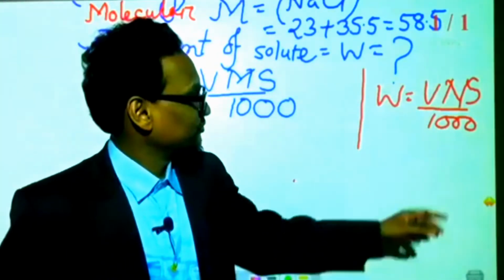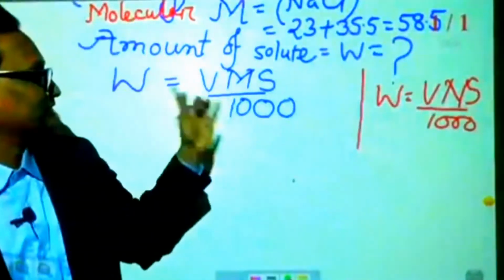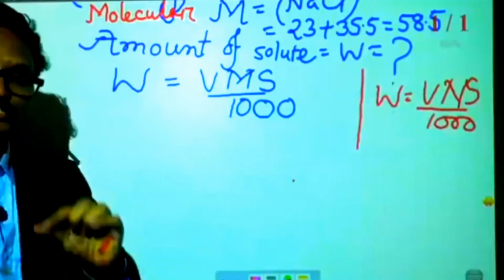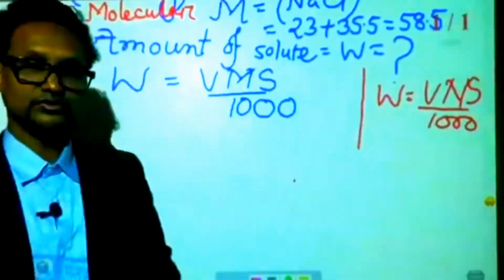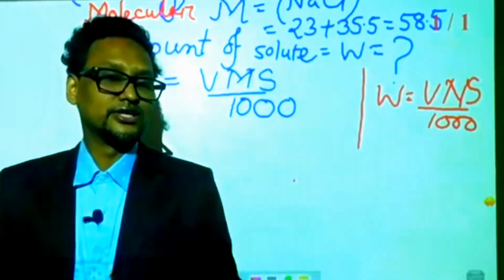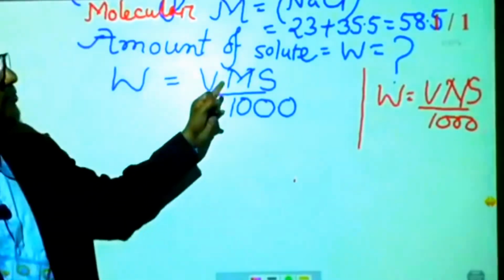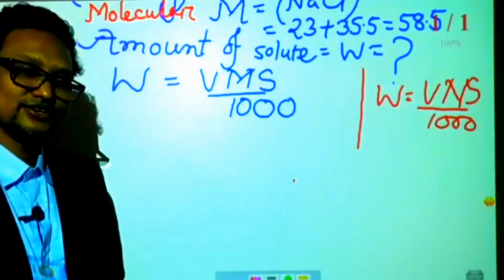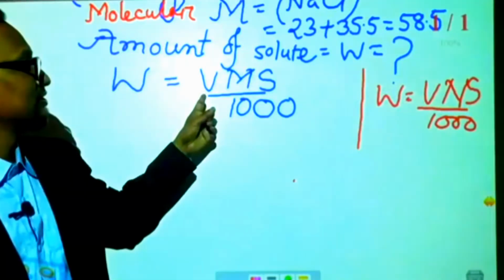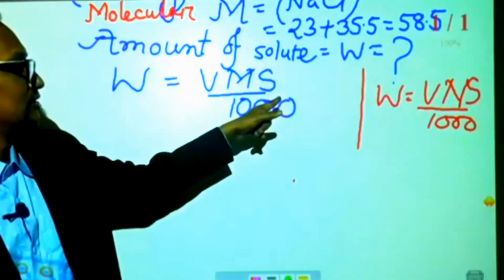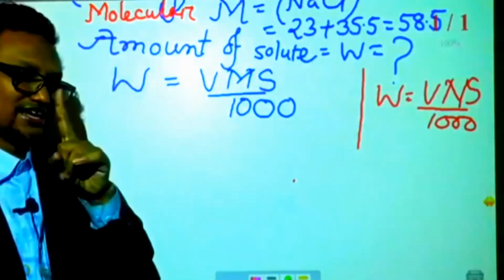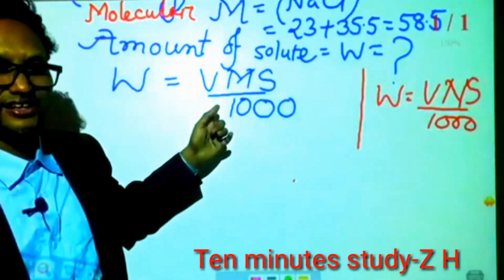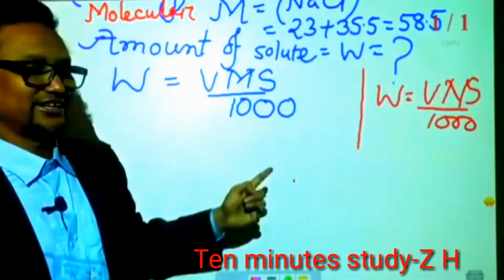So my dear, if you know this, you can apply this. So what is V? This is volume. What is M? This is molecular mass. What is S? Concentration. Clear? So W equals VMS divided by 1000.